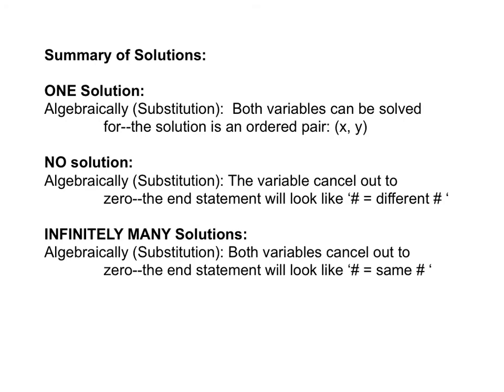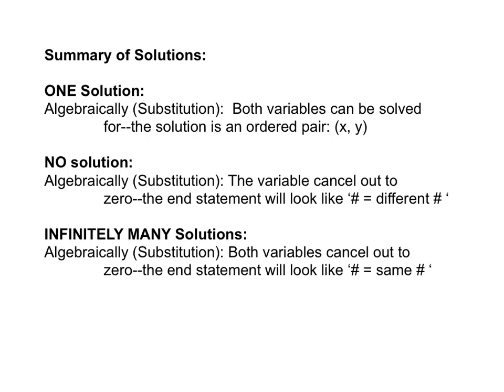So a quick summary here. Again, you're going to need to record this. You did this already with the graphing method. So with substitution, what does that look like? One solution will mean that you're going to be able to solve for both variables and come out with an ordered pair at the end. That was like example 1. No solution means that your variable is going to cancel out, which is what happened just now in that second example. The end statement, however, will look like a number equals a different number. So that is not what we had in our situation, because we had 12 equals 12. Those numbers are the same values.